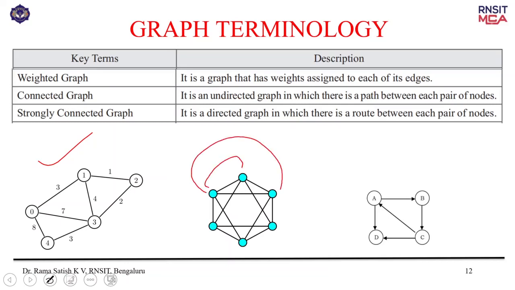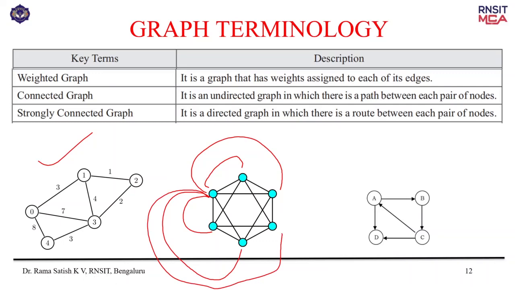So from this node to this node, there is a path. This node to this node, there is a path. From this node to this node, there is a path. Okay, there is a path. Path you can reach.